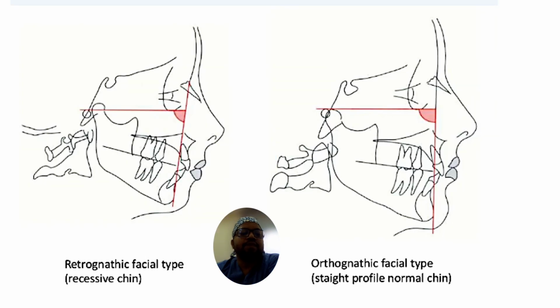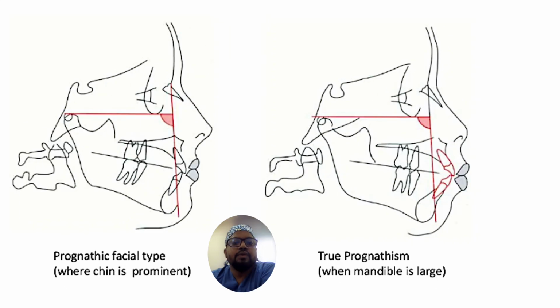This is the retrognathic facial type and the orthognathic facial type. If you see the NPOG line, you can understand the angle value: increased, average and normal. This is the prognathic facial type and this is true prognathism. You can see this when the mandible is large.